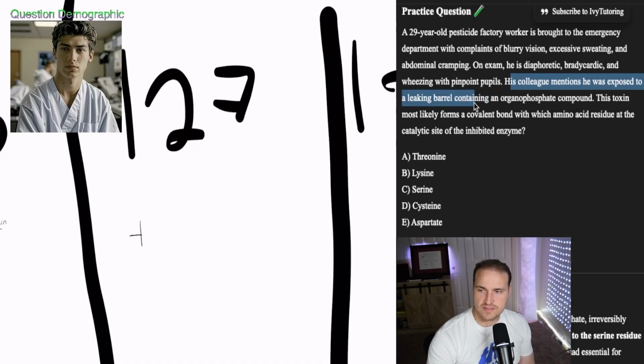Colleague mentioned he was exposed to some barrel of organic phosphate. The toxin most likely forms a covalent bond with which amino acid residue? You just have to memorize this one. It's serine. This is DFP, diisopropyl fluorophosphate. It's an organophosphate that irreversibly inhibits acetylcholinesterase by binding to the serine residue at its active site.